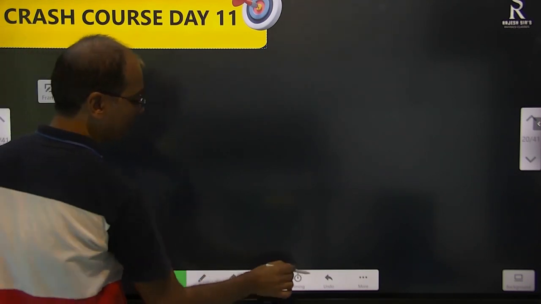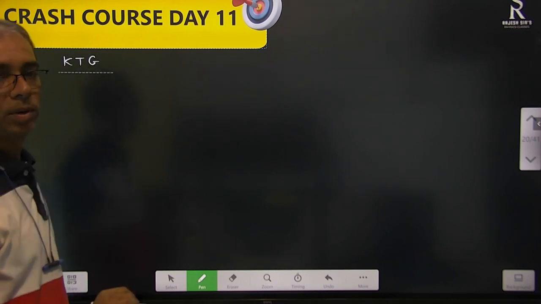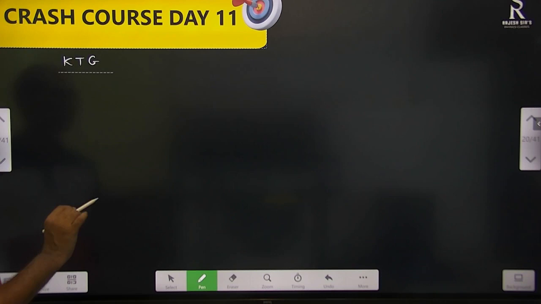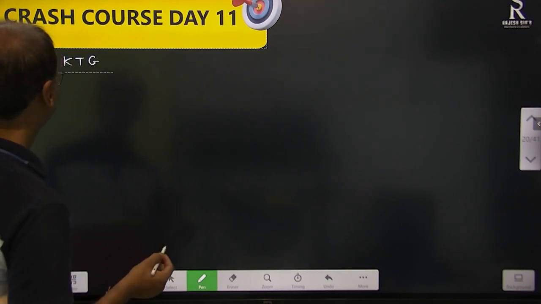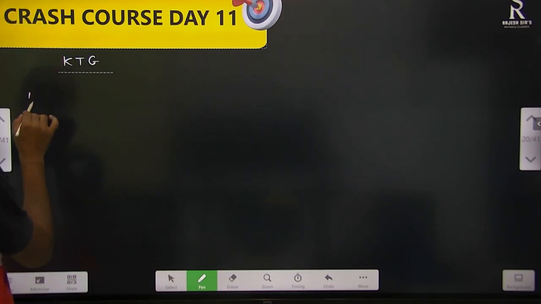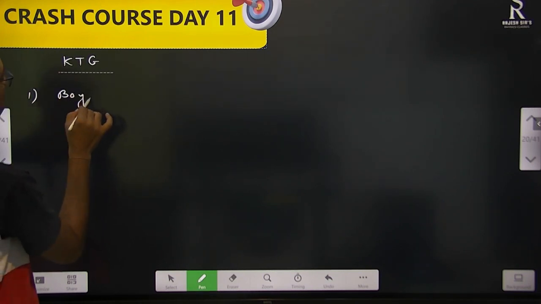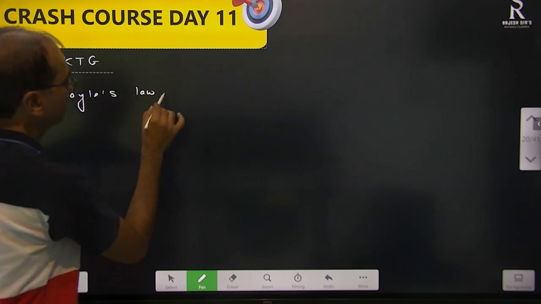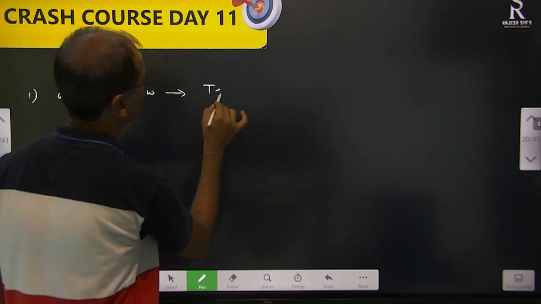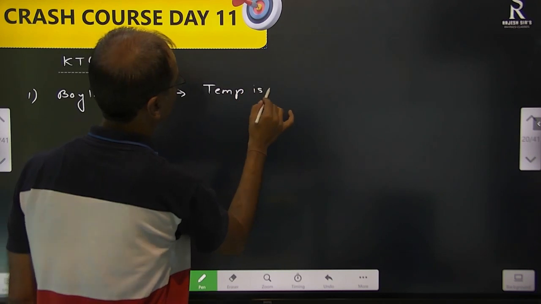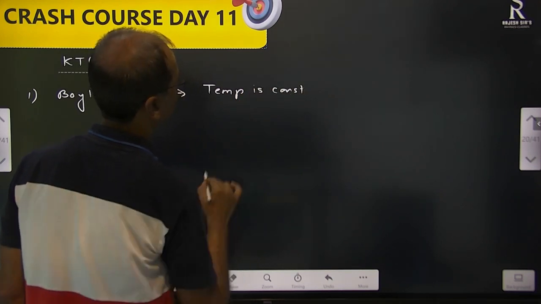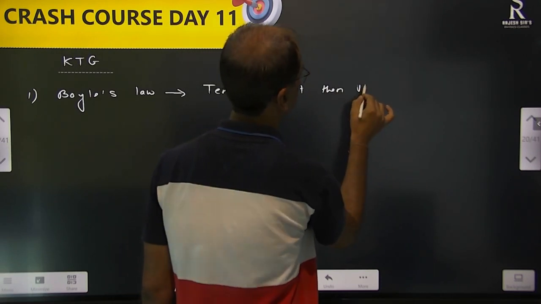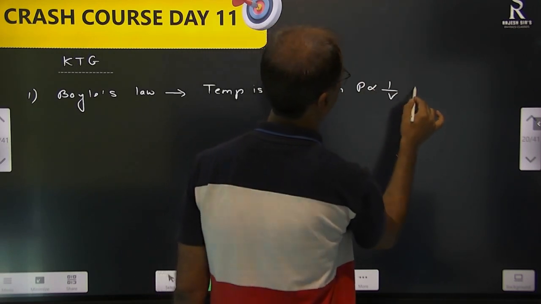The kinetic theory of gases gives us an idea about the ideal gas equation. So the ideal gas equation, from where do we get it? We get it from basic laws. What basic laws? We all know. Boyle's law, which says that temperature is constant. Then what? Pressure is inversely proportional to volume, or PV is constant.